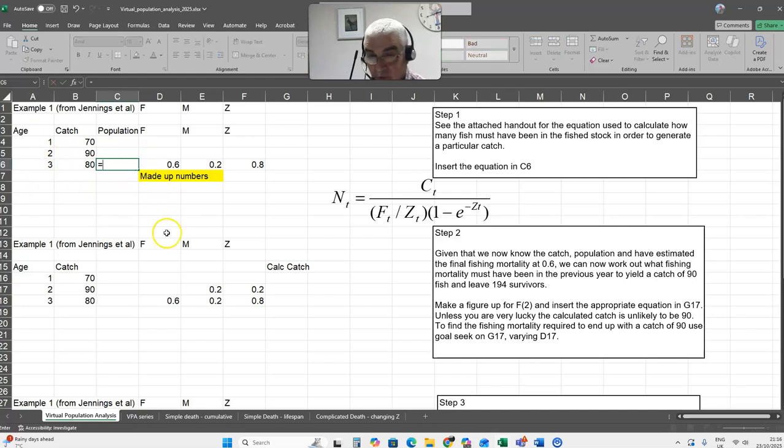So equals to start it, and we've got catch there. It's the top line, so we just click on there. So that's the C value there, and then we've got a divide, and it's all of these terms here. So I'm going to put a bracket in at the beginning for all of the terms, and then I'm going to put another bracket in to just cover this first term here, which is fishing mortality divided by total mortality, okay, which is Z, so it's F over Z.